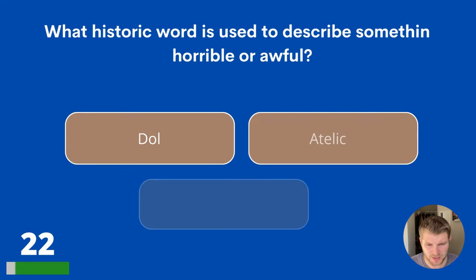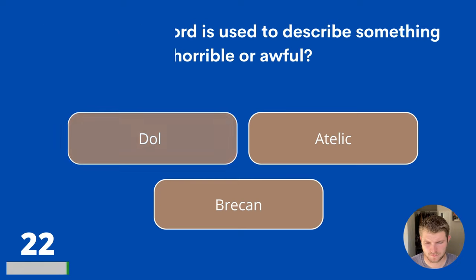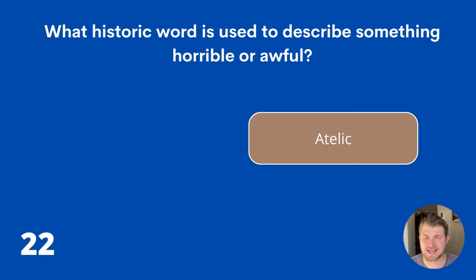22. What historic word is used to describe something horrible or awful? Dol, Atelic, or Brecon? The answer is Atelic.